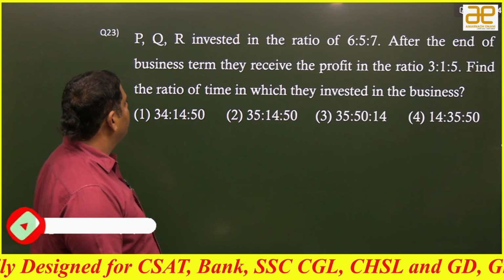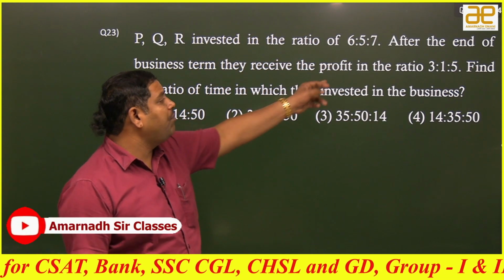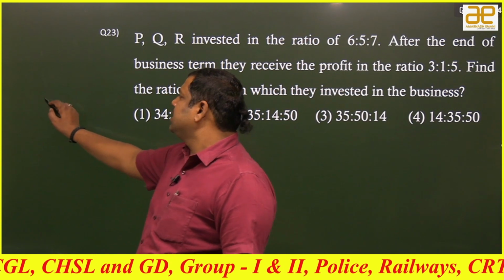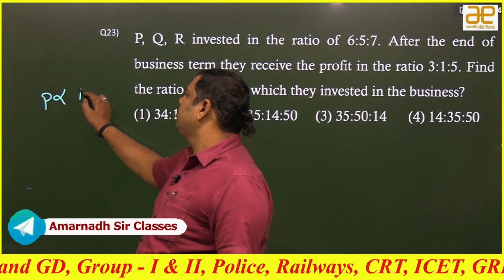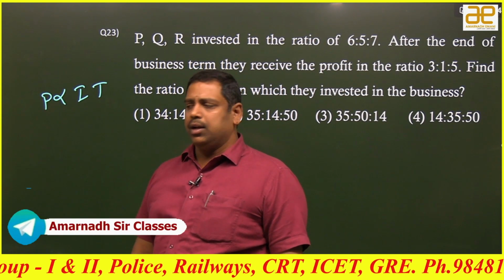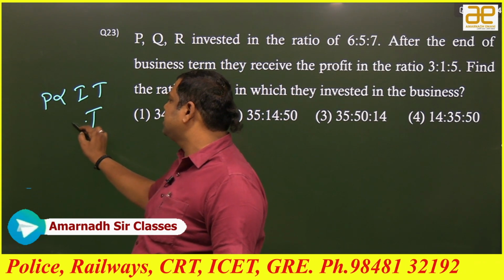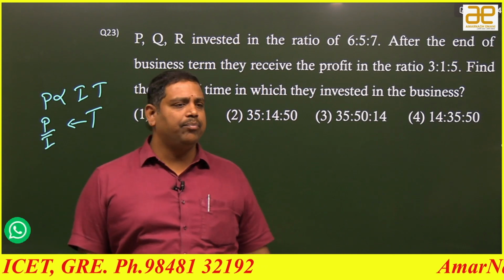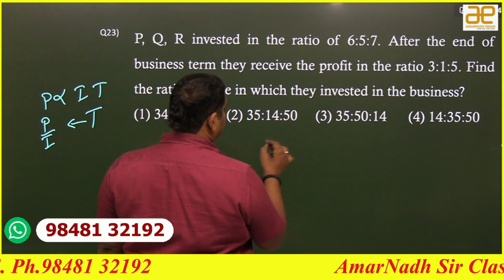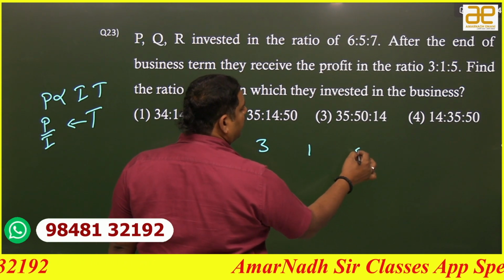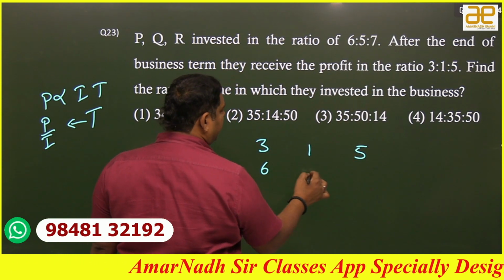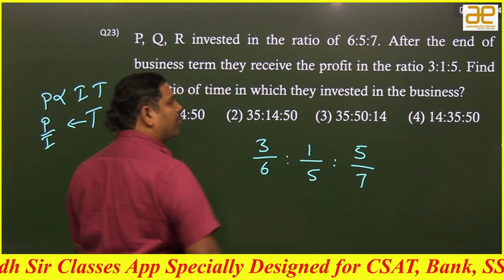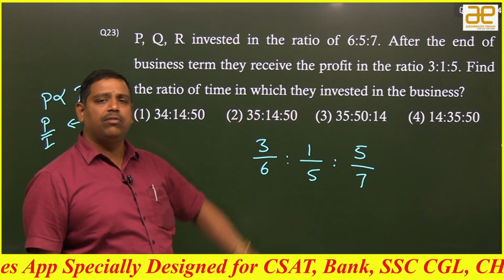Okay, what he is saying is, the investment ratio he specified, the profits ratio also he specified. He is asking about the time periods ratio. Okay, what I can say is, sir, profit is directly proportional to investment into time period. Now he is asking about the time periods. Time periods means, can I say it is dependent on profit by investment? That's it, there ends the game. So, the profits ratio is 3:1:5. Okay. Investment ratio is 6:5:7. So, can I say profit by investment ratio is the time periods ratio? That's what he is asking, right? The ratio of the time in which they invested in the business, right?